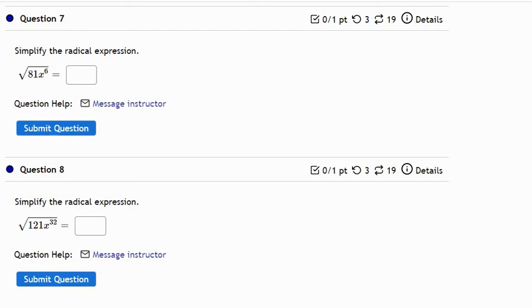Okay, let's simplify some radicals. This first one here, I see the square root of 81x to the 6th. I'm going to use the product rule to break those up into two factors: the square root of 81 first, and the square root of x to the 6th second. Well, the square root of 81 is the number that when you multiply it by itself, you get 81. And that number is 9, because 9 times 9 is 81.